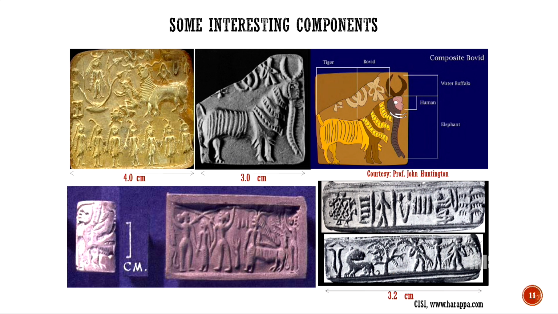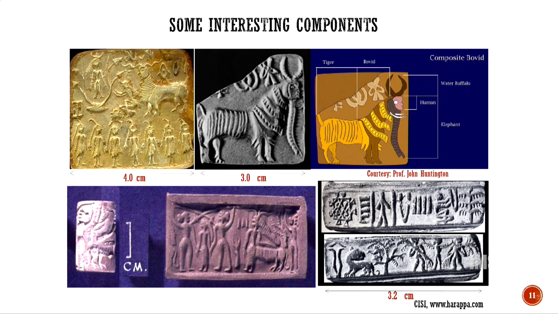Then we have an example of a composite animal over here. If we just take a closer look at these components of this composite animal, we find that it seems to have the face of a human being, the horns of a water buffalo, the trunk of an elephant, the front part of the body of a bovine, the rear part of a tiger, and so on. Clearly, it is an artist's attempt to put together the significant features of various different animals into one figure, and this seems to be one such attempt.